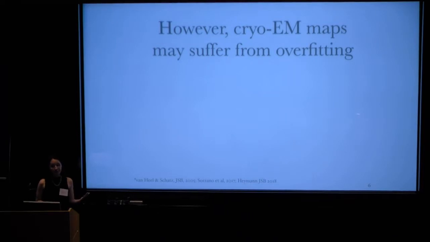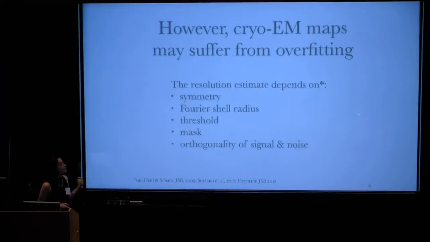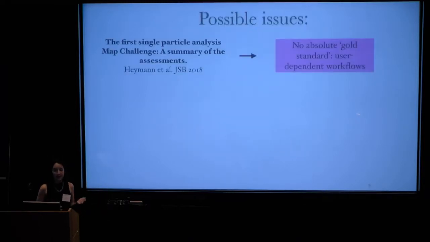However, cryo-EM maps may suffer from overfitting. Some reasons are that the resolution estimate depends on the symmetry of your molecule, on the Fourier shell radius that you use, on the threshold, on the mask, and on the orthogonality of the signal and the noise. So there are many assumptions that might influence your resolution estimate. And so, some possible issues. For example, in the recent map challenge, it was shown that there is no absolute gold standard, that there are user-dependent workflows, and that there can be over-manipulation of your data in your maps.